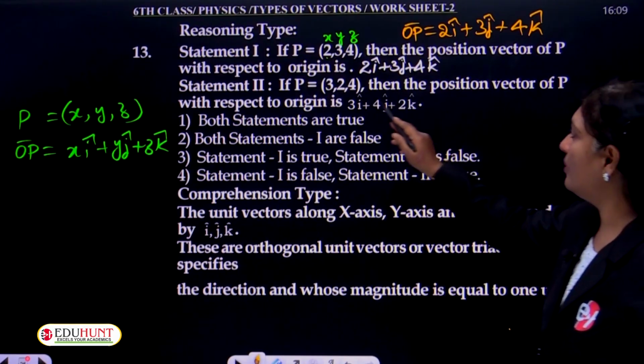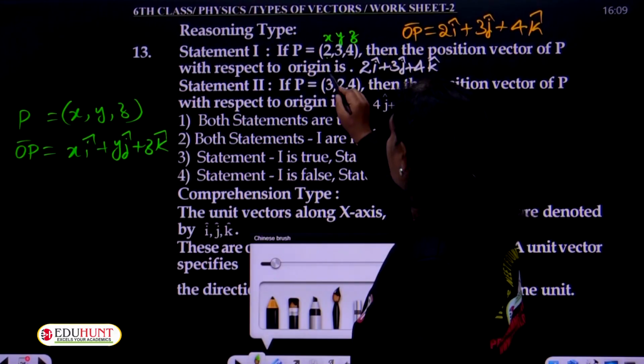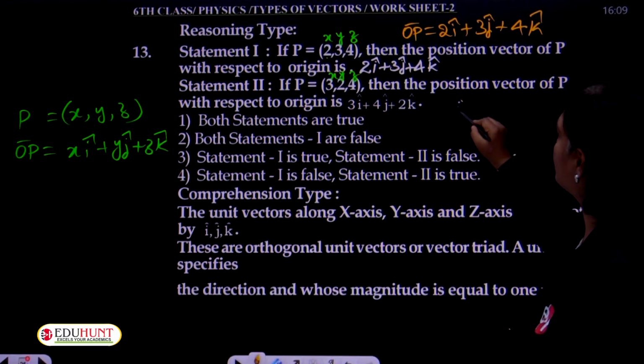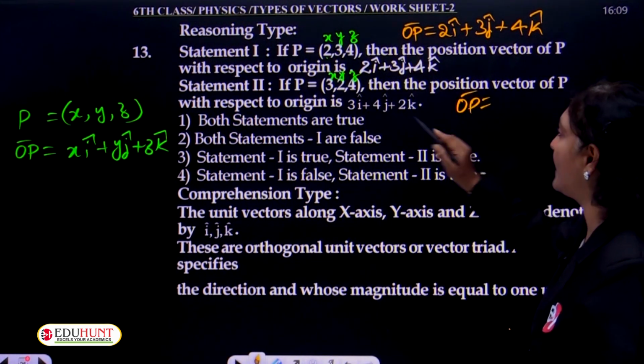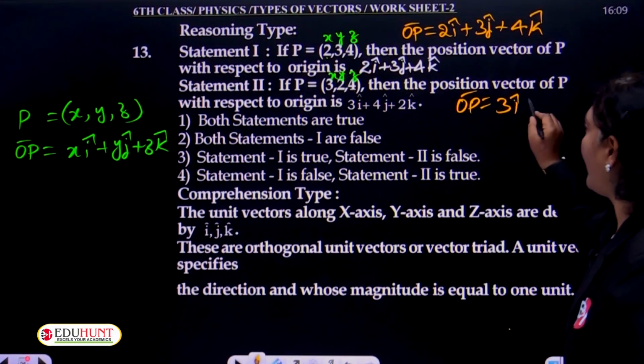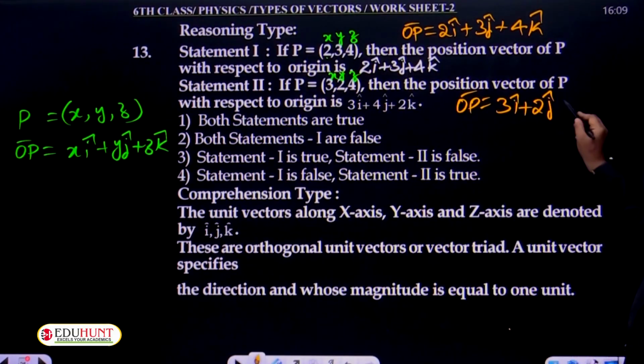Similarly, in statement 4, 3, 2, 4 are the values of x, y and z given respectively. Hence, the value of OP bar in this case is equal to xi cap, x is 3 along the x-axis, i cap, magnitude is 2 along the y-axis, and magnitude is 4 along k cap. So this must be the position vector.